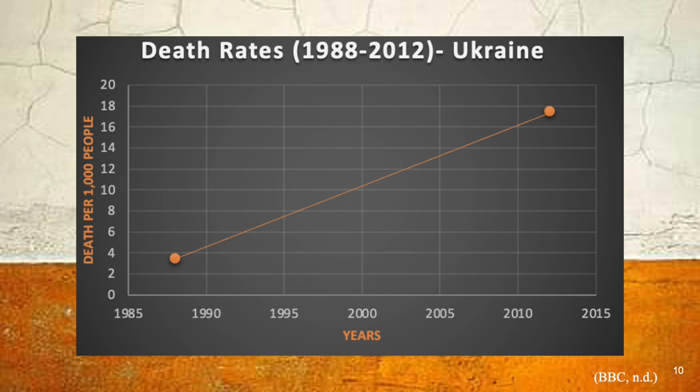Finally, when looking at the death rates between the years of 1988 and 2012 within the country of Ukraine, it was found that these rates have increased from 3.5 deaths per thousand people to over 17 deaths per thousand people due to acute radiation sickness, cancers, depression, extreme alcoholism, and others.